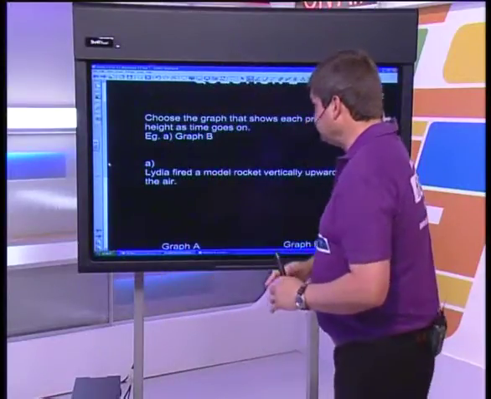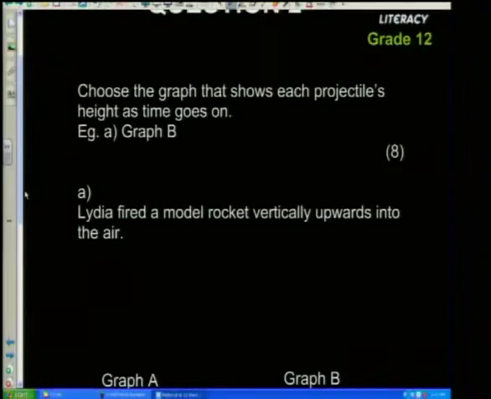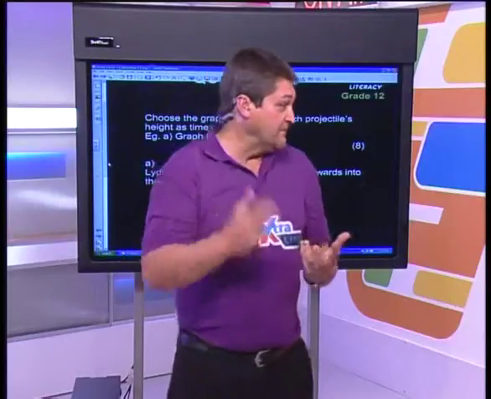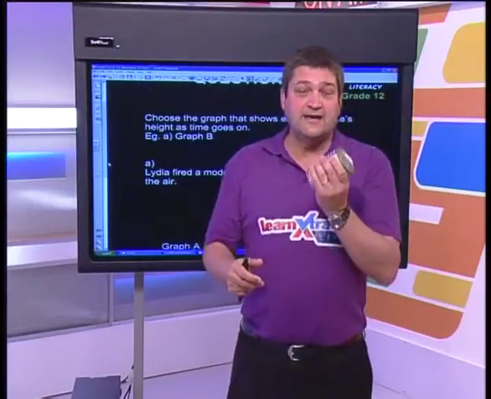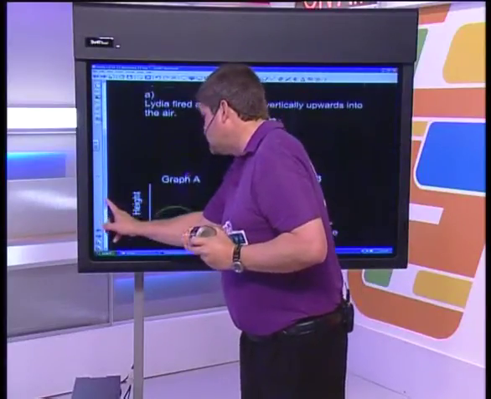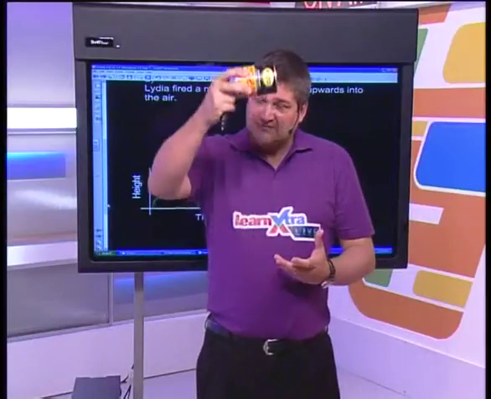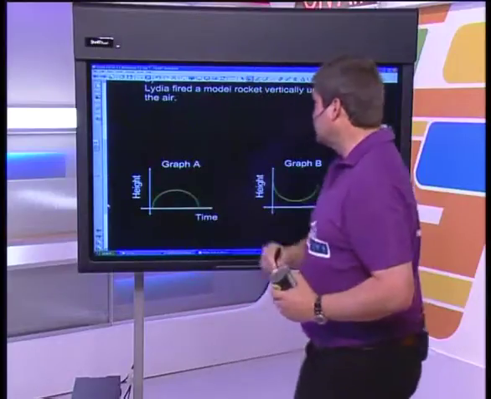Let's have a look at this. So what we're going to do is show each projectile's height as time goes by. So basically what's going to happen is we're going to throw something in the air and try and plot the graph of what we've thrown in the air. Now I'm looking around here and I've found a tin here, and so I'm going to throw this in the air and I'm going to catch it, hopefully. Yeah, there I did. Okay. And we are going to try and plot the height of this thing as time goes by. Right, so let's read the question.